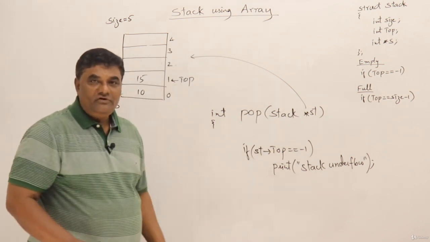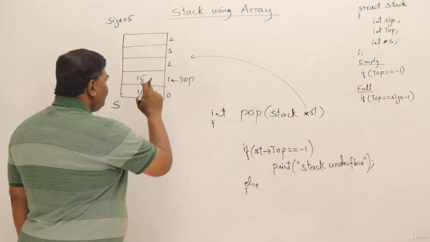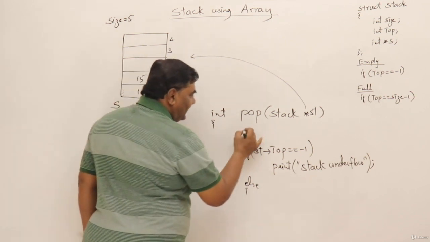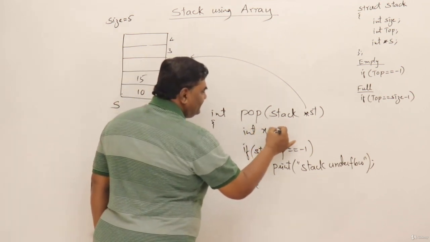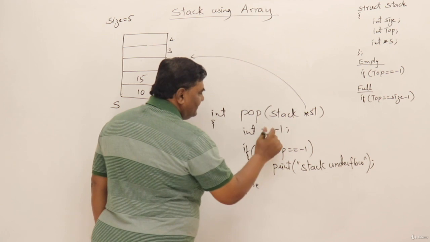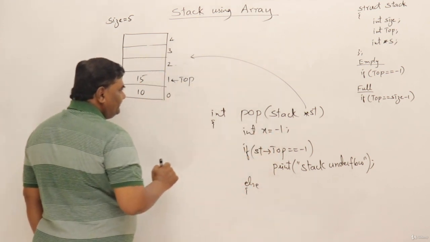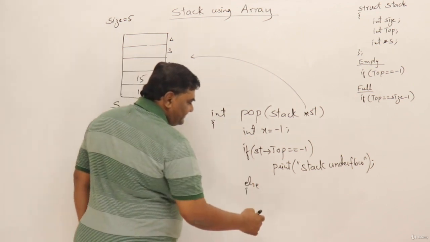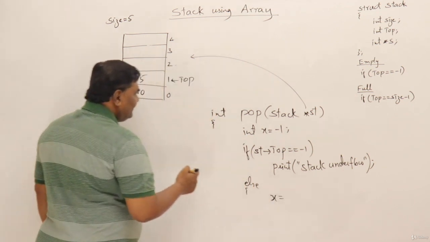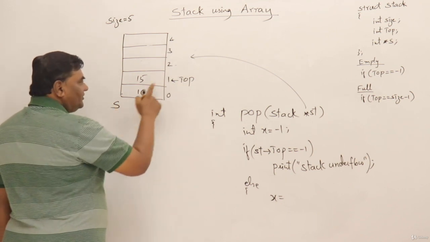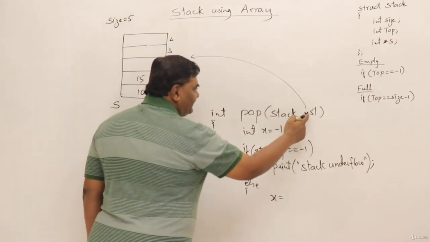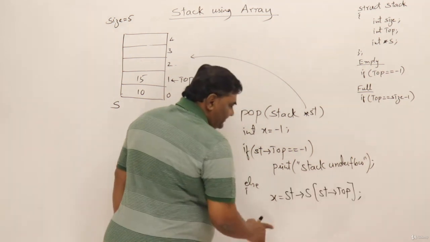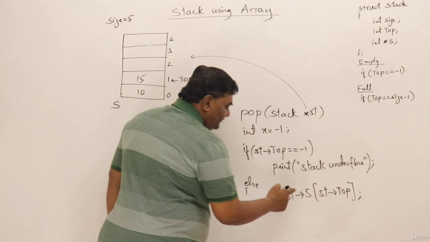Else, what do I have to do for deleting? Else, take out the value from this place, s[top], take out the value. For that, I will declare one variable x and also initialize it with -1. Why -1? I will show you. Now I will take out this value 15 and store it in x. So x assign s[top], but both of these members can be accessed using the pointer. So I have to say st->s[st->top]. The value is taken in x.